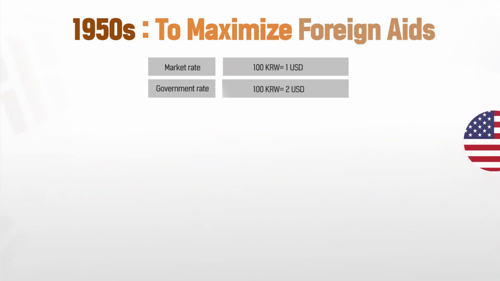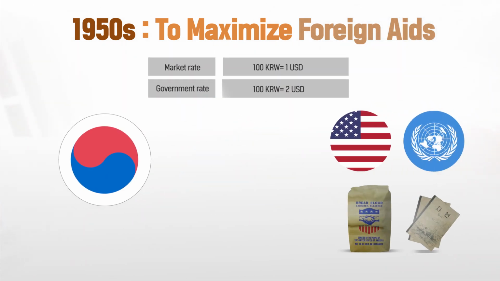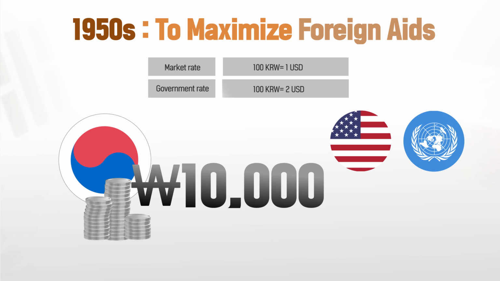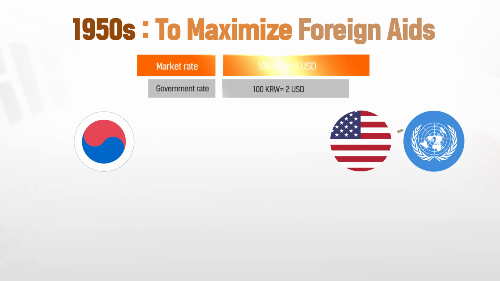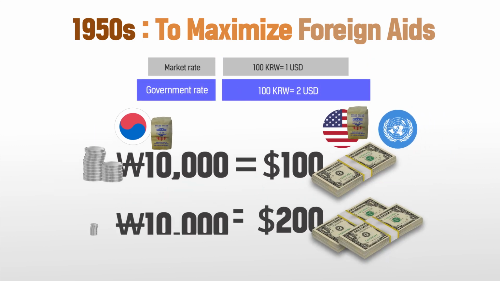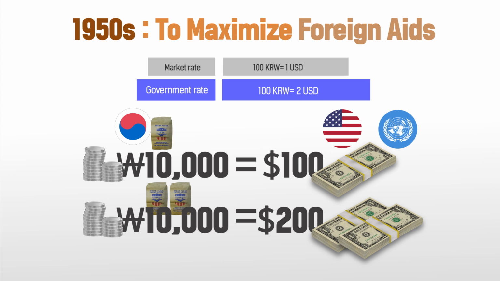During this time, the incoming foreign aid was fixed in Korean won amount. Imagine that Korea was to receive 10,000 won from foreign donors. According to market rate, this would equal $100. But under the lowered exchange rate, it will double to $200.